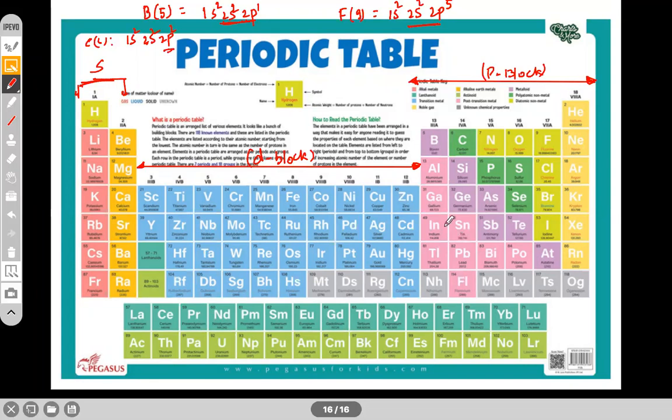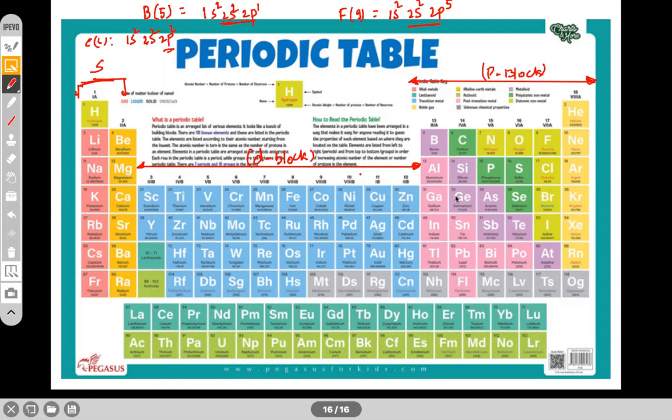Right, suppose I ask you, what is the outermost electronic configuration of gallium? The outermost electronic configuration of boron is 2s2 2p1. Carbon is 2s2 2p2. For nitrogen, it is 2s2 2p3, then 2s2 2p4, 2s2 2p5, 2s2 2p6. Because all these elements belong to the second period, their outermost shell should be second only.